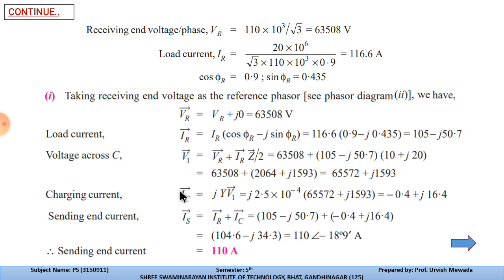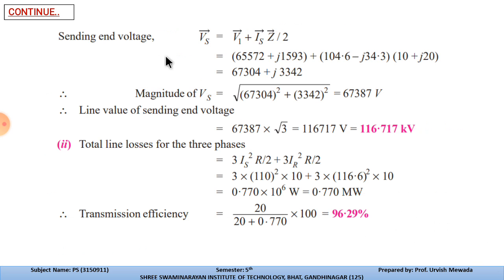So for the charging current IC, Y is equal to I by V, so IC is equal to JY into V1. We have the value of Y and the value of V1, so IC is minus 0.4 plus J 16.4. Now for the sending end current, from the phasor diagram we can write that IS is the combination of IR plus IC. By placing the values of IR and IC, we get the value of IS, that is 110 ampere. This is the sending end current.